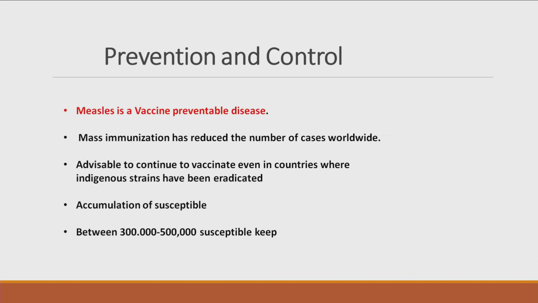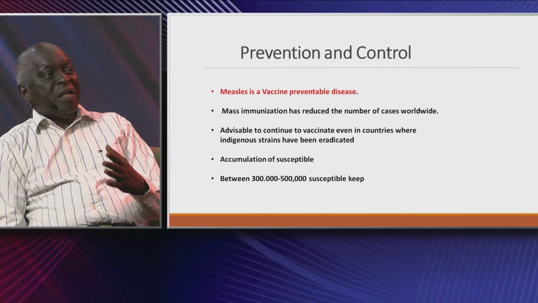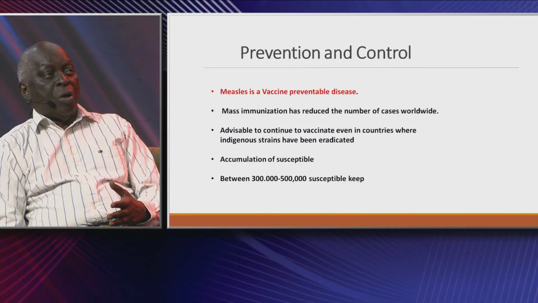Not in this age when people travel a lot. From Europe to America, it does not take more than 6 hours. If somebody who is not vaccinated finds himself in California, for example, where people are not vaccinated, it can lead to an explosive outbreak. So mass immunization is key to prevention and control.